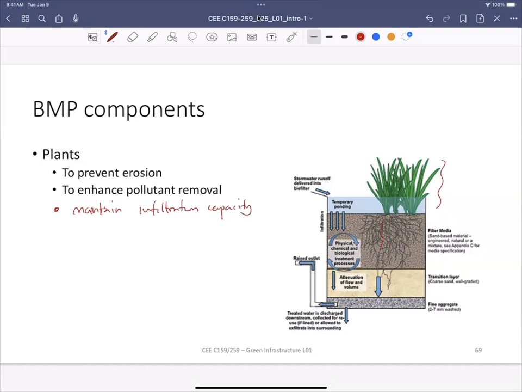And it also helps remove pollutants, because in the root zone you have a lot of microorganisms that can degrade or enhance the degradation of pollutants. Some pollutants can be directly taken up by plants, but it's a slow process. So it's basically removing pollutants from the filter media so that the media can continue to operate for a long time. Without plants, these pollutants will accumulate. With plants, they will be either destroyed or taken up by the plants. And plants obviously reduce erosion by slowing down the water.